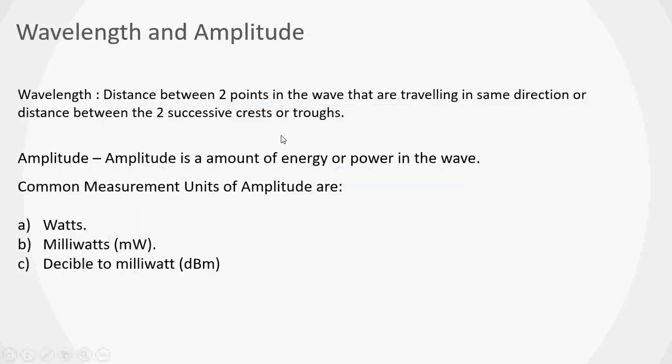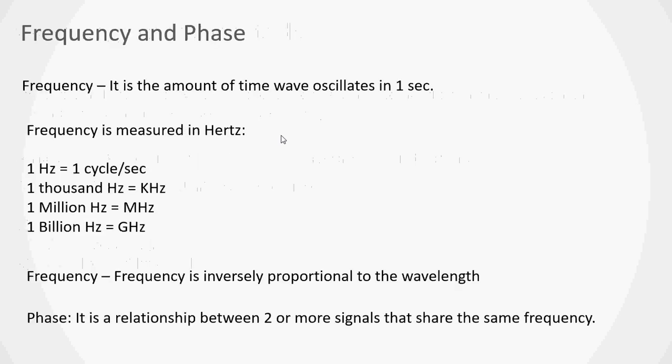Wavelength and amplitude. As I said, amplitude is the amount of energy or power in the wave. Common measurement units of amplitude are watts, millivolts, and dBm. As the power of a Wi-Fi signal is very low, we generally use milliwatts or dBm to represent Wi-Fi signals. Frequency is measured in 1 hertz, 1000 hertz, 1 million hertz, and is inversely proportional to wavelength. Phase is the relationship between two or more signals that share the same frequency.